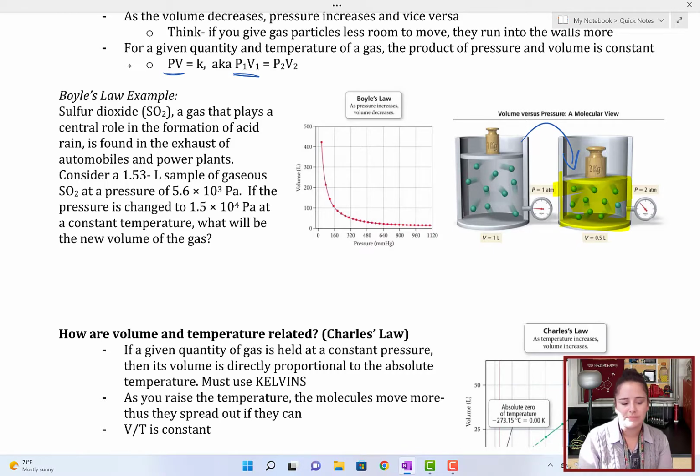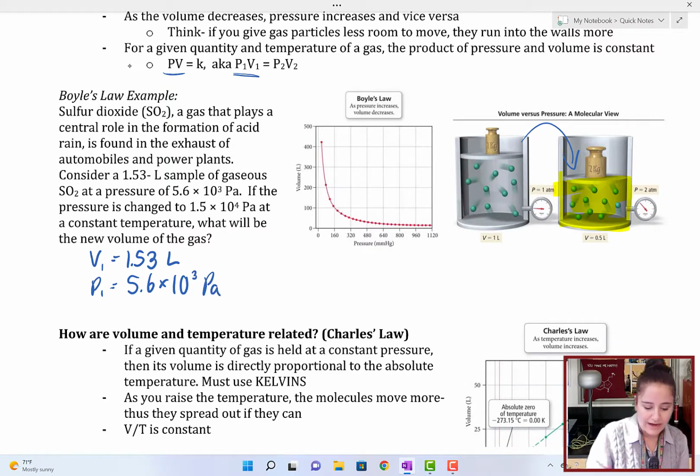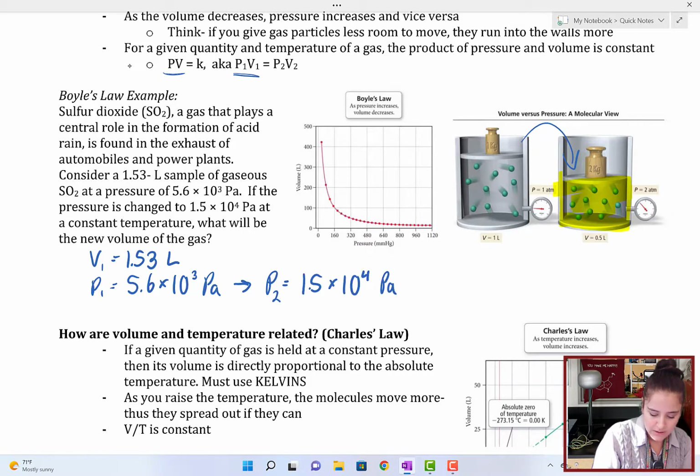Okay, so for example, say we got sulfur dioxide gas. Consider a 1.53 liter sample. Okay, so V1 is 1.53 liters of SO2 at a pressure P1 of 5.6 times 10 to the 3 pascals. If the pressure is changed so that the new pressure, P2, is 1.5 times 10 to the 4th pascals, so it went up by an order of magnitude, looks like the pressure about tripled. Okay, what will be the new volume of the gas, V2?